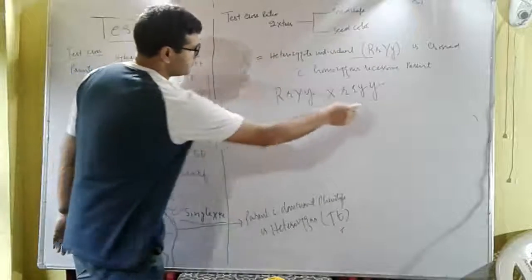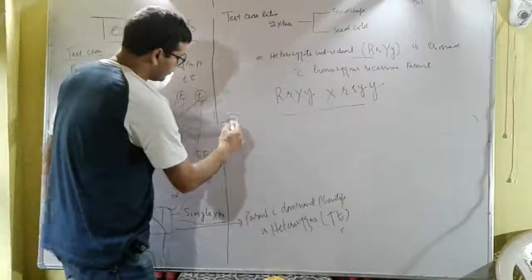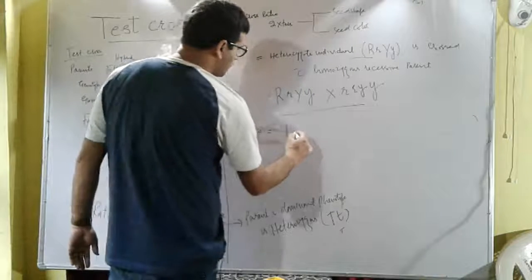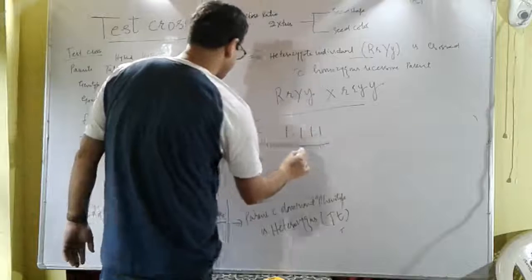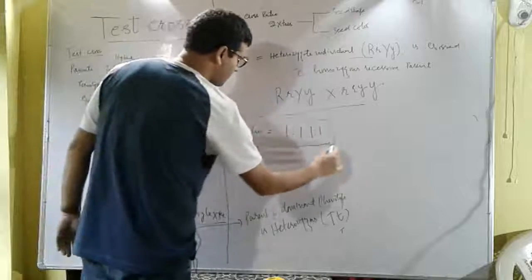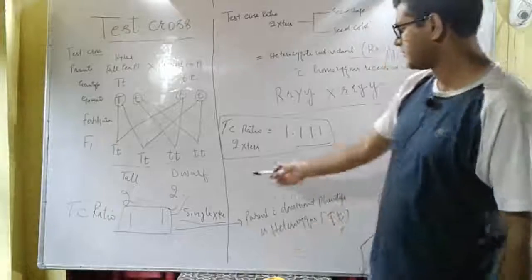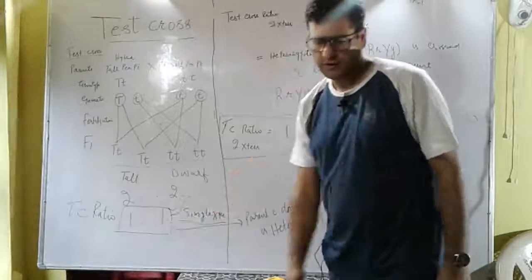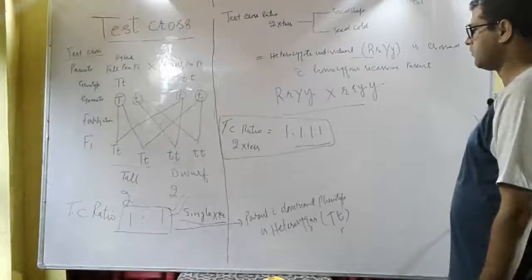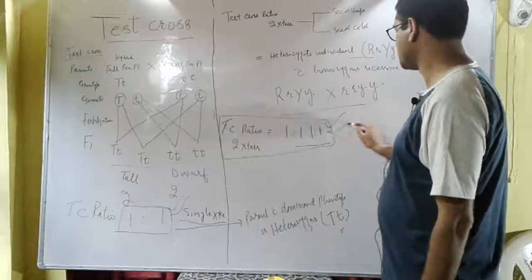And in this case, the test cross ratio for two characters is 1:1:1:1. So for a single character we have test cross ratio 1:1, and for the two characteristics we have got test cross ratio 1:1:1:1.